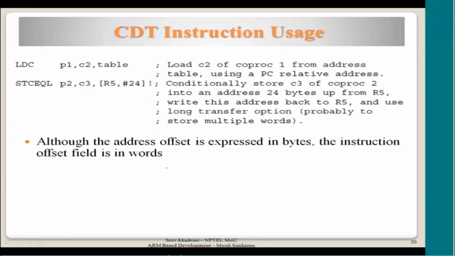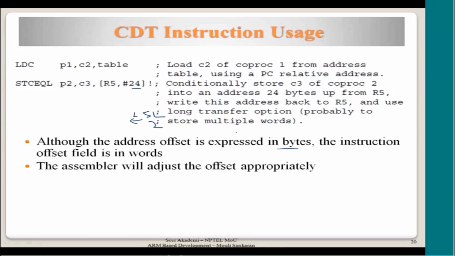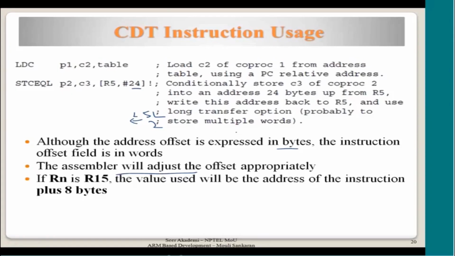The coprocessor 2 is used for this transfer. Although the address offset is expressed in bytes, okay, here you can express it in bytes, but internally it will be stored as a word, because I told you that the offset is left shifted by 2 bits, because it's a word transfer. The offset can be right shifted and stored, and then internally the ARM processor left shifts it by 2 bits and uses that address. So the assembler will adjust the offset accordingly.